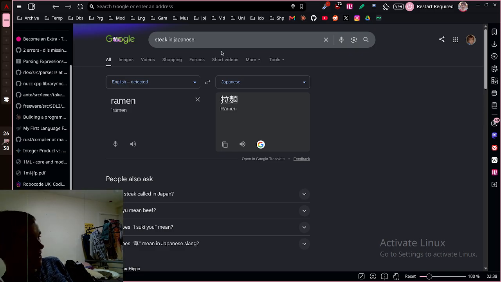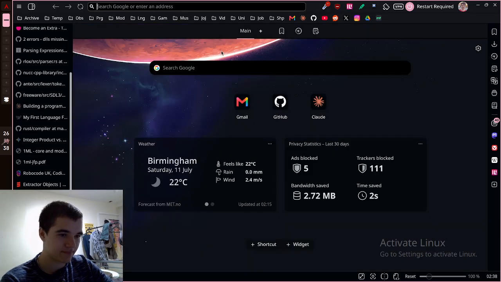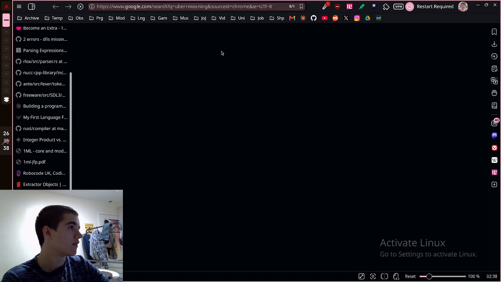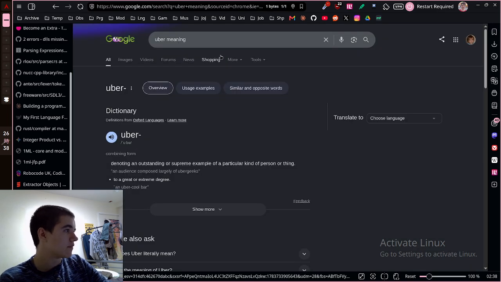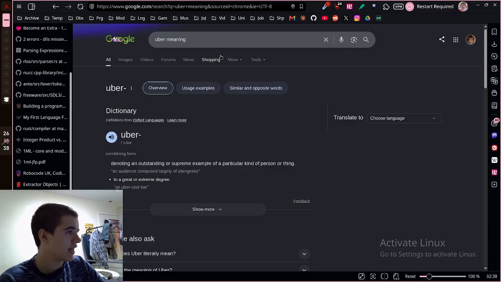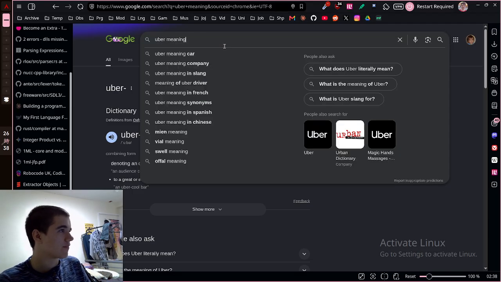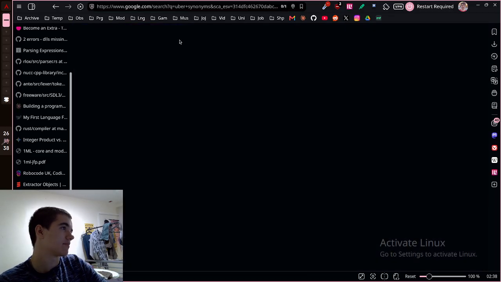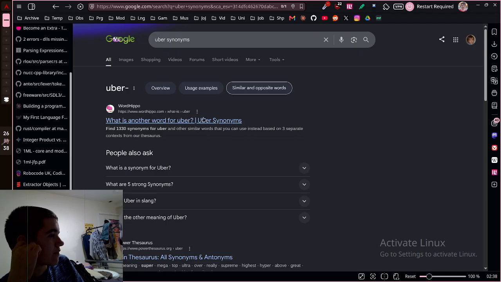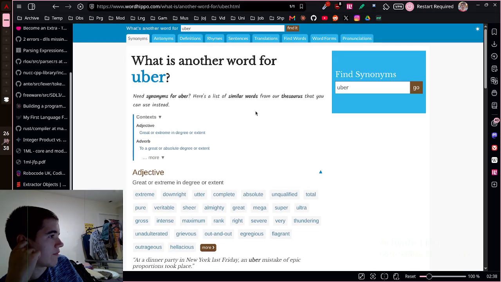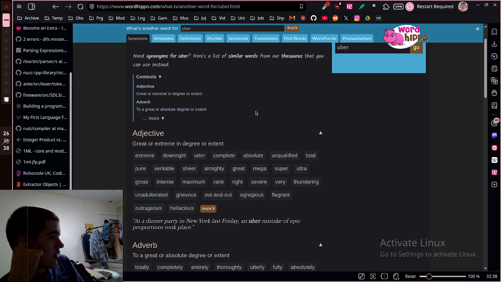Shit, I would actually call my language Uber, straight up. I would call my language Uber. Because Uber means a supreme example of a particular kind of thing. It's awesome. Uber synonyms. Ultra. But Uber's cool because it's German. Again.